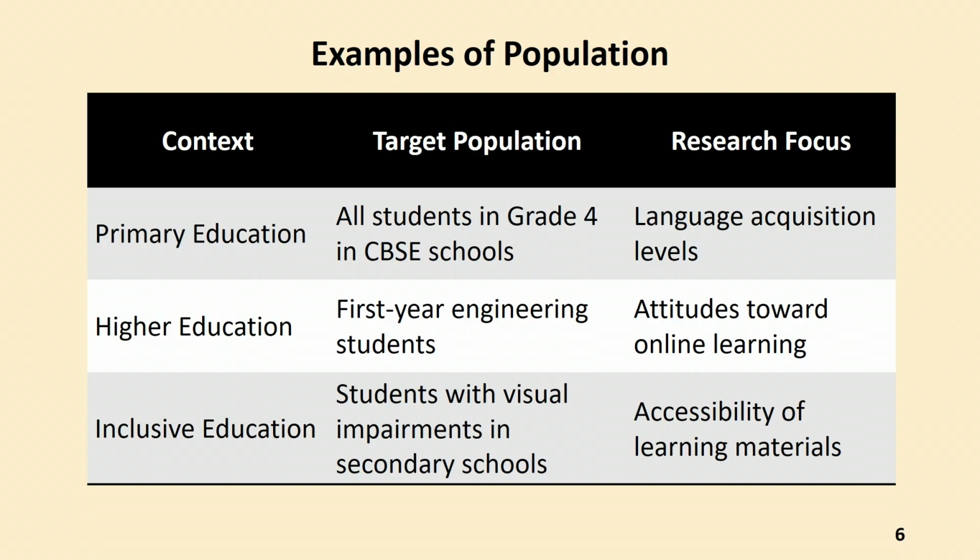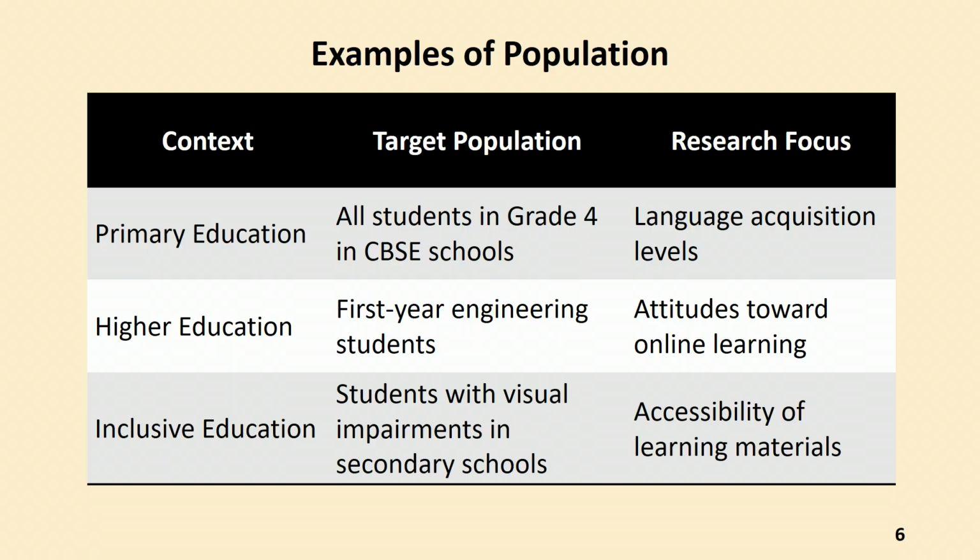Higher education, target population, you can see, first year engineering students. Research focus: attitude towards online learning. Inclusive education, target population: students with visual impairment in secondary schools, and the research focus is accessibility of learning material. Here in this example you can see there are different kinds of research problems that have been focused, the research focus is there, and along with that the target population of that particular research is highlighted here.